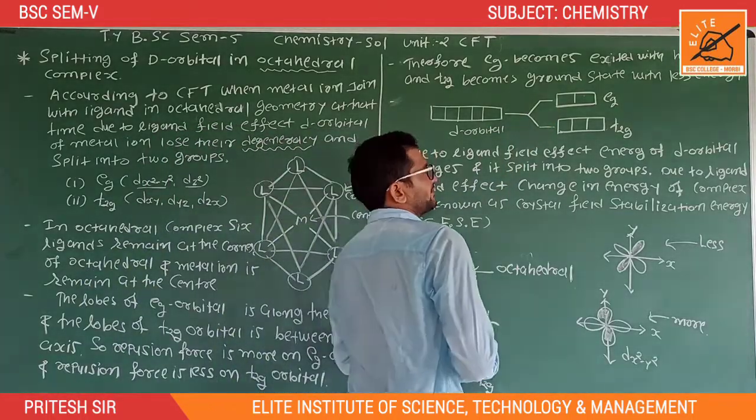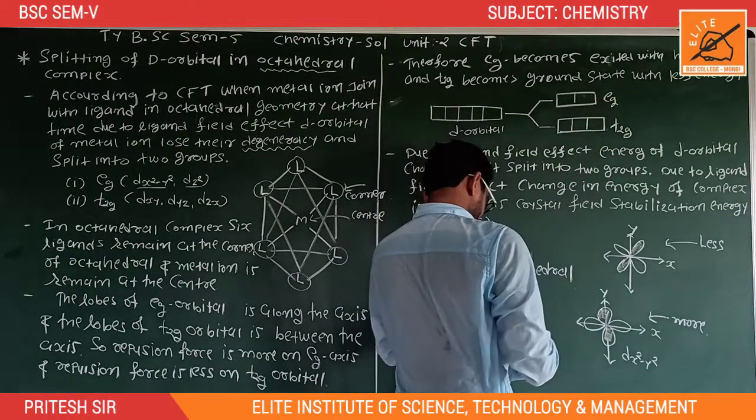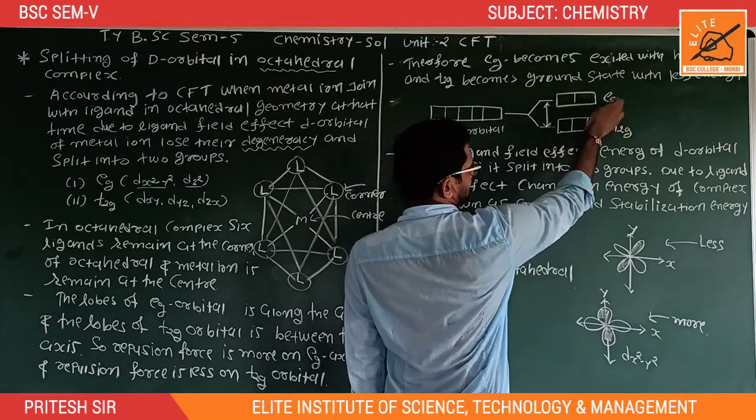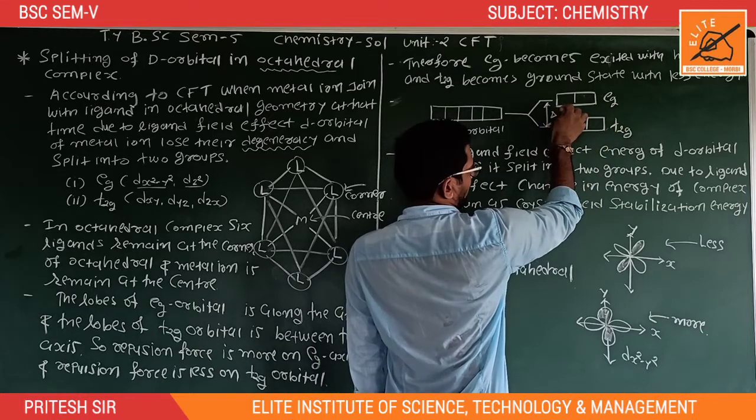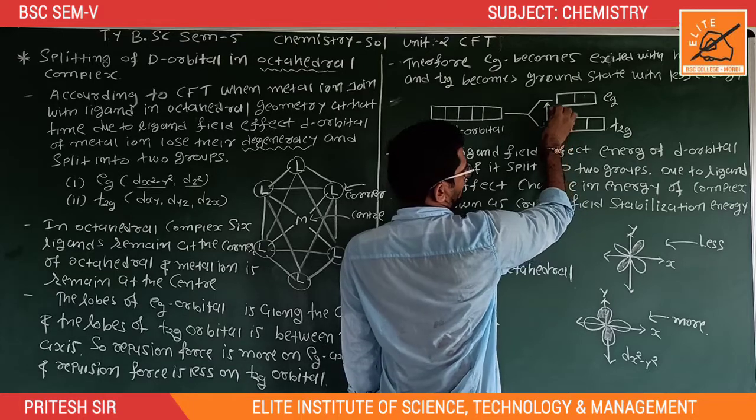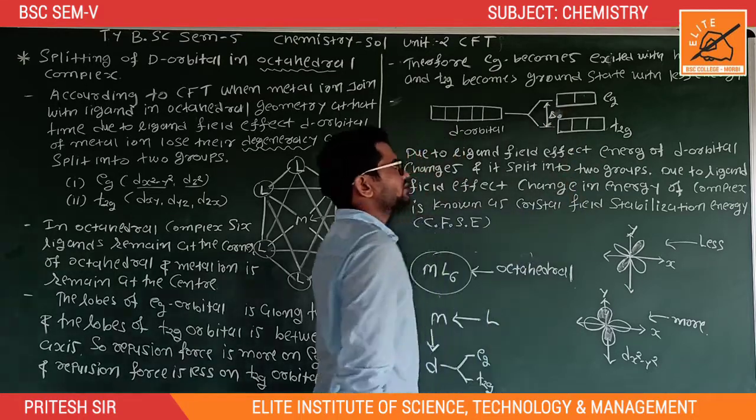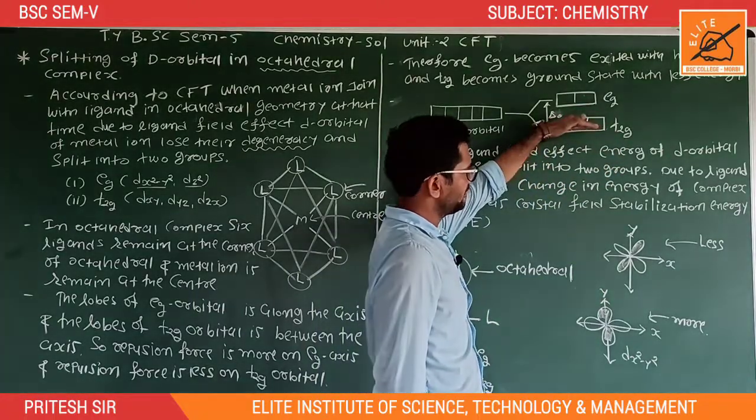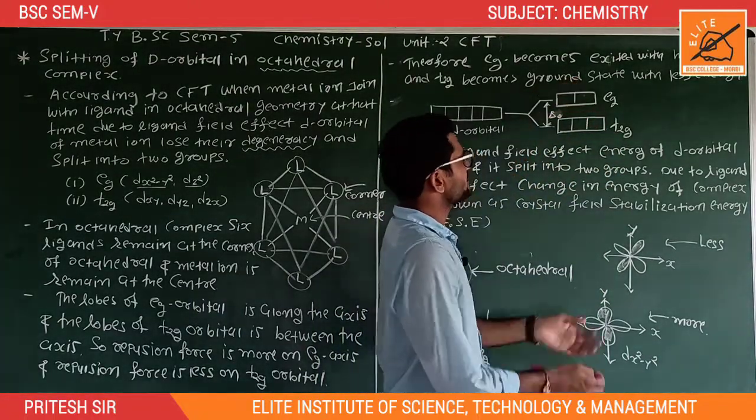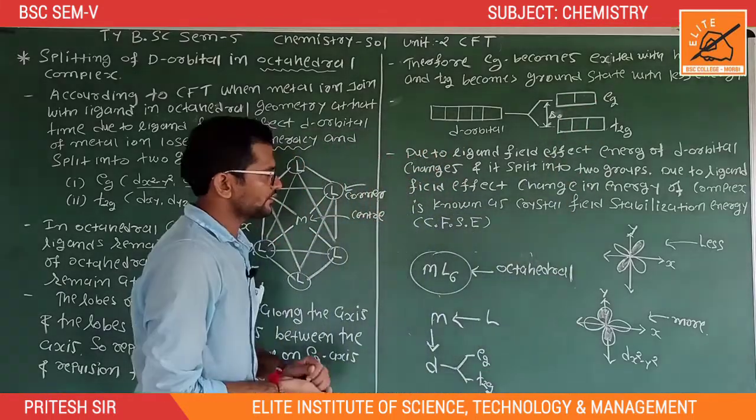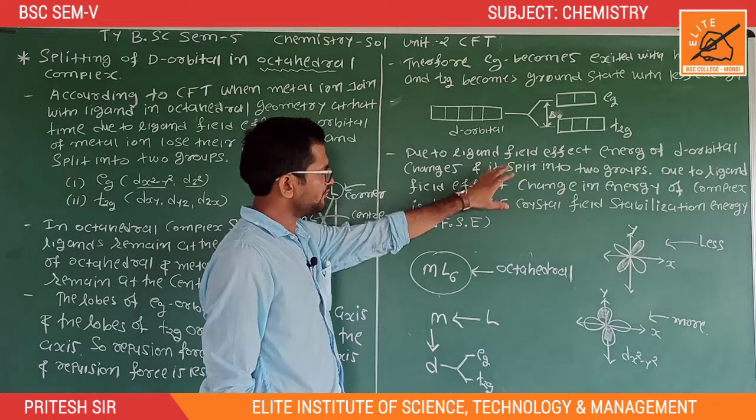Here we can see that the energy of eg is higher. The energy difference between the two sub-orbitals t2g and eg is known as delta octahedral, that is, delta O. In this case t2g remains as the ground state with less energy and eg remains as the excited state with high energy. Due to the ligand field effect, the energy of the d orbitals changes.